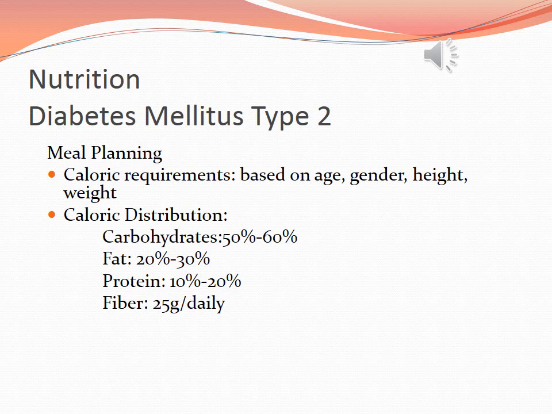The concept of nutrition, with the exemplar diabetes mellitus type 2, focuses on meal planning. Caloric requirements are based on age, gender, height, and weight, but the caloric distribution depends on carbohydrates, fats, proteins, and fiber. Carbohydrates should consist of 50 to 60% of the caloric requirements, fat 20 to 30%, protein 10 to 20%, and fiber 25 grams a day.